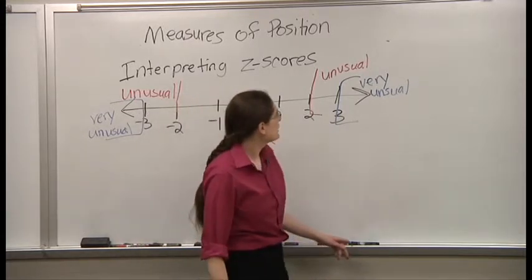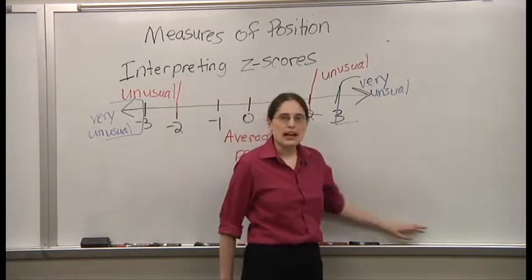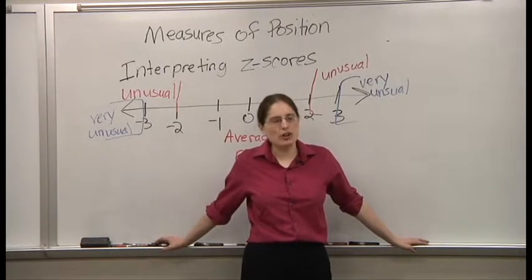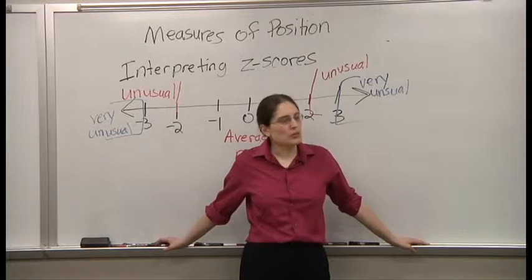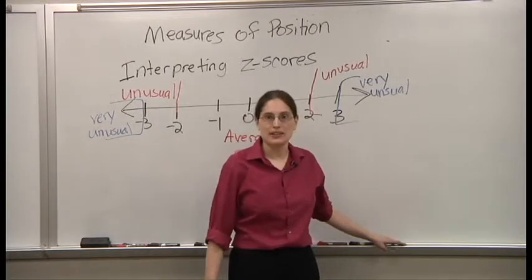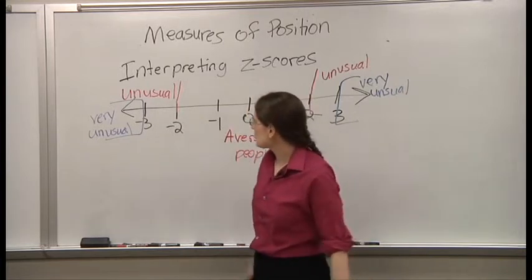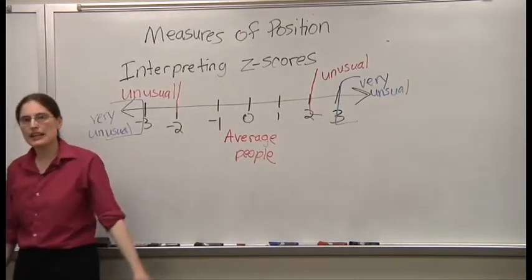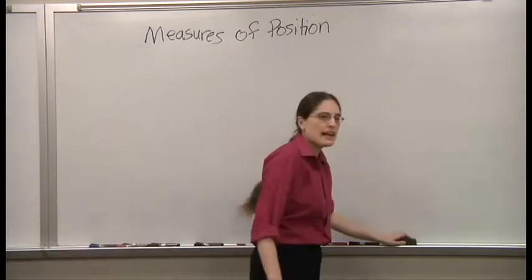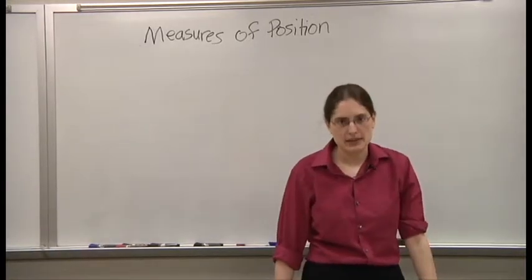If your height has a z-score of 3.5, you are very tall. You know, you walk into a room and people go, "Oh, hi." If your height has a z-score of -3, you are unusually short.